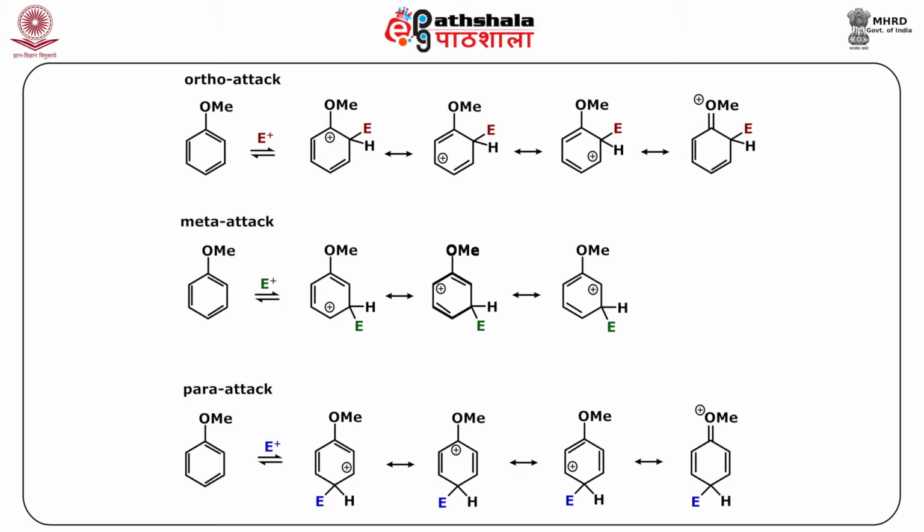As illustrated for the attack at either the ortho or the para positions, the Wheland intermediate has an extra canonical form in which the positive charge is delocalized onto the oxygen atom. Now you can see, as I told you, this positive charge is being delocalized on the oxygen atom by the involvement of the lone pair on the oxygen. This is not possible for attack at the meta position, and hence the meta attack intermediate is less stable because it has fewer canonical forms than those from either the ortho or the para positions.